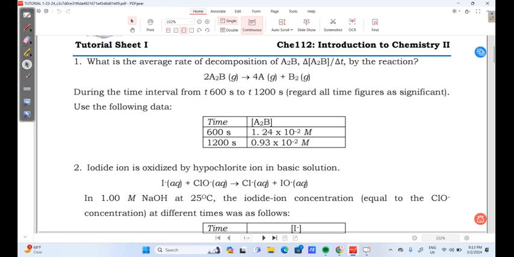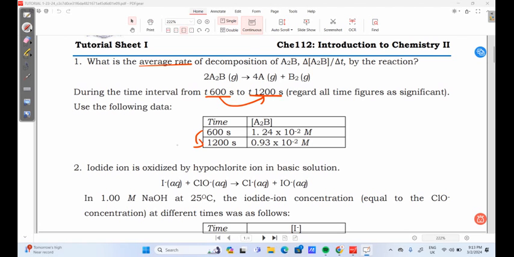Okay, so I don't know if I'm not clear enough, but I hope you're getting what I'm saying. What I'm saying is the formula for determining the average rate is you look at the time. Here we are told from 600 seconds to 1200 seconds. Even if we had a lot of data, we're just going to focus on the two that we are given, from 600 to 1200.